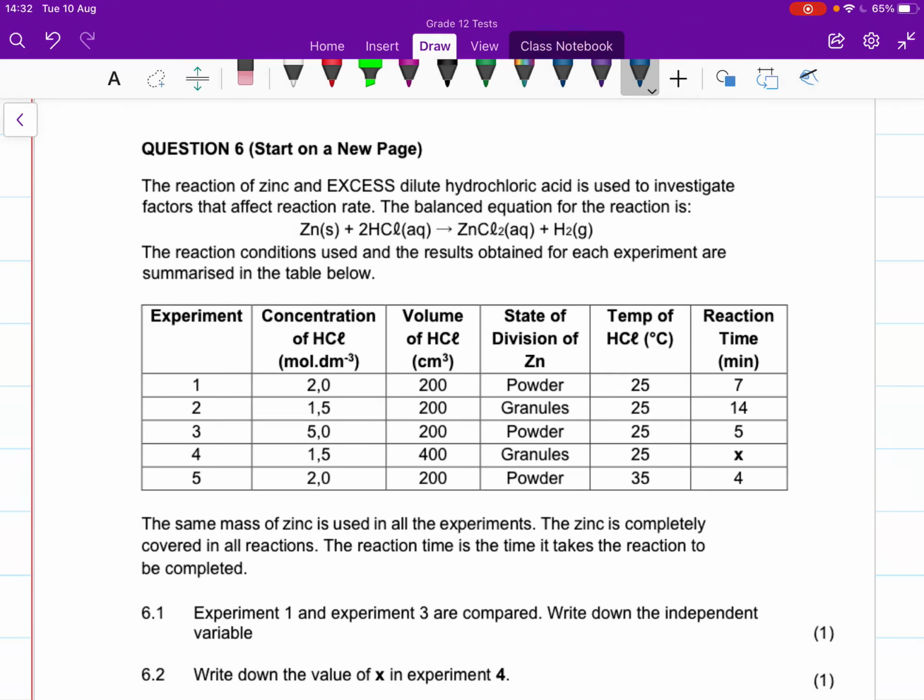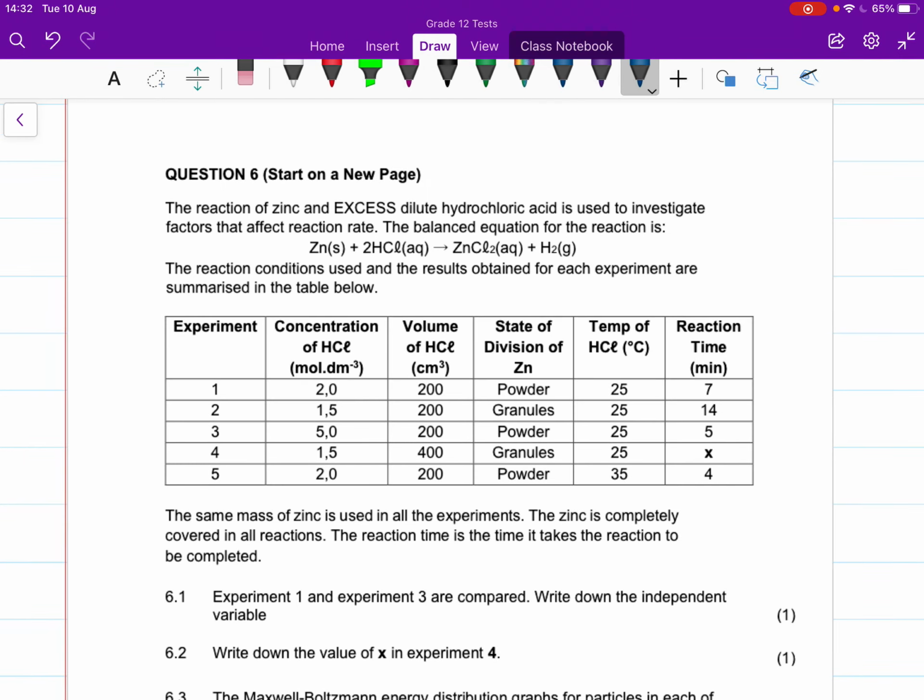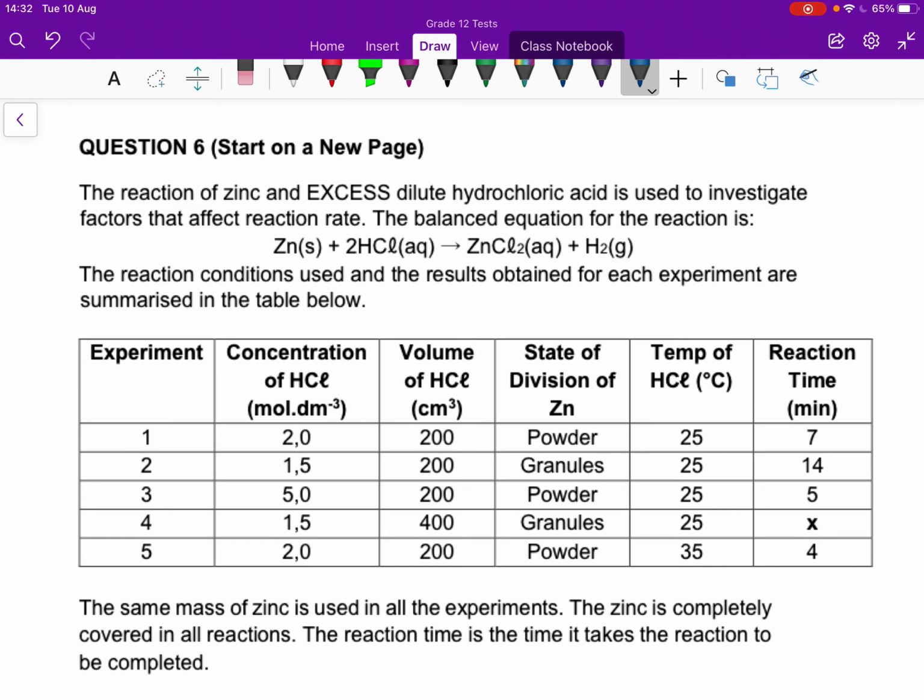Okay, question 6 of term 2 control test. They tell us the reaction of zinc and excess dilute hydrochloric acid is used in the investigation. In other words, zinc determines how much product I get. The balanced equation is given, so we've got zinc plus 2HCl goes to zinc chloride plus 2H2. The reaction conditions used and the results obtained for each experiment are summarized in the table below.